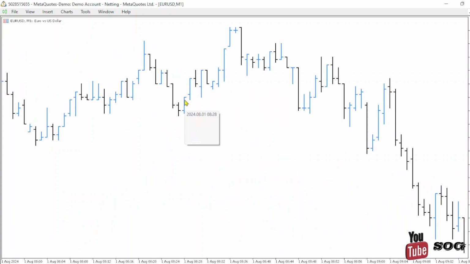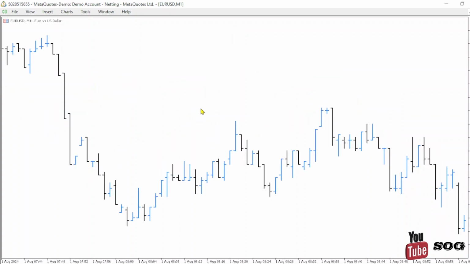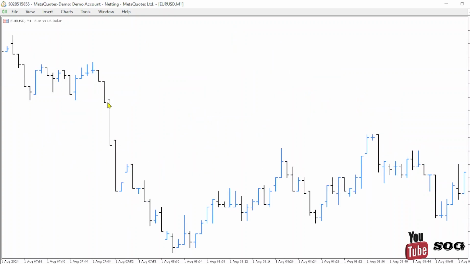Now this is the bar chart. You can see a much bigger difference in this chart. This chart helps us to show where the market opened and where the market closed at a particular time frame. Now if you are using a 1 hour time frame, every bar you see here is showing you that it opened at this point and closed at this point.